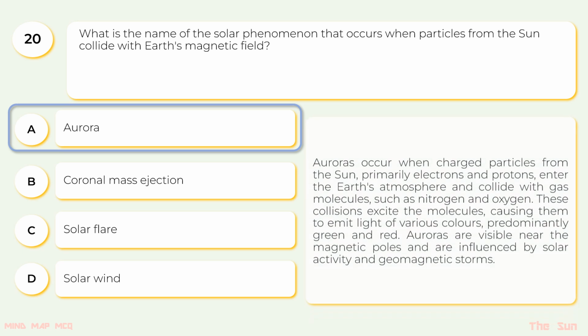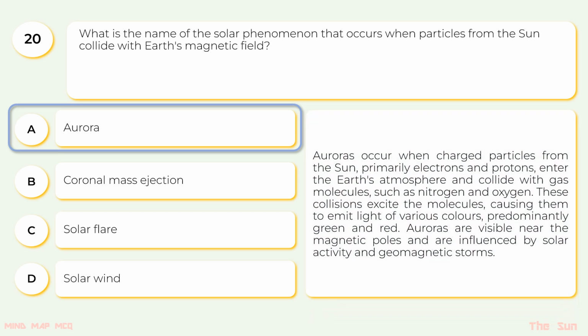Aurora. Auroras occur when charged particles from the sun, primarily electrons and protons, enter the Earth's atmosphere and collide with gas molecules such as nitrogen and oxygen. These collisions excite the molecules, causing them to emit light of various colors, predominantly green and red. Auroras are visible near the magnetic poles and are influenced by solar activity and geomagnetic storms.